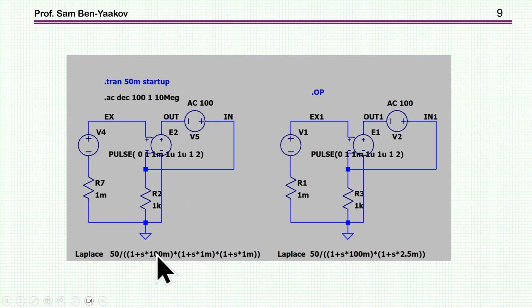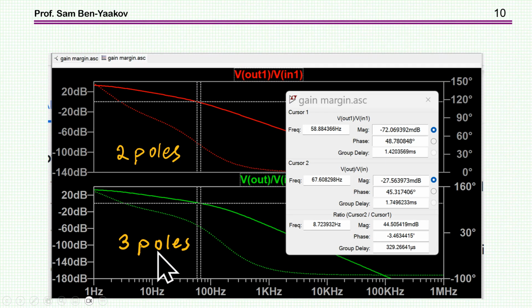So I have two systems with somewhat different loop gains, but I've made an effort such that the crossover frequency and the phase margin of the two systems will be the same. So I can compare them knowing that the phase margin is the same while the gain margin is not. What we see here is that in one case the crossover frequency is 58 kilohertz, and the other one is a little bit higher, 67 kilohertz. However, the phase margin in the two cases is very close. This is 48 and this is 45 degrees.